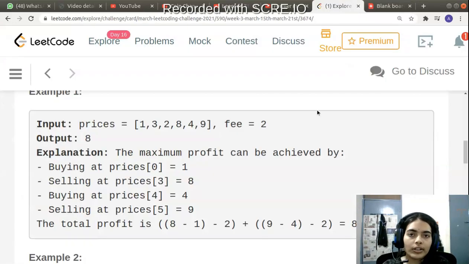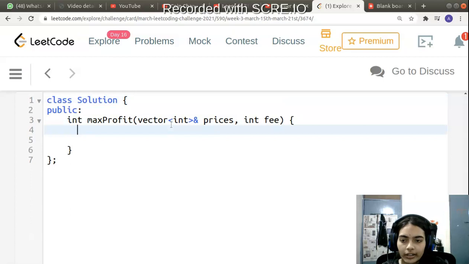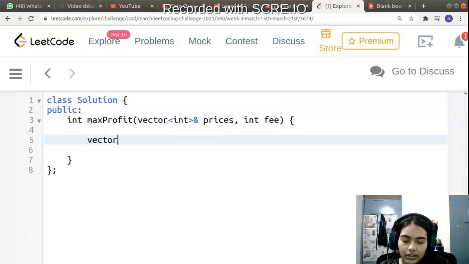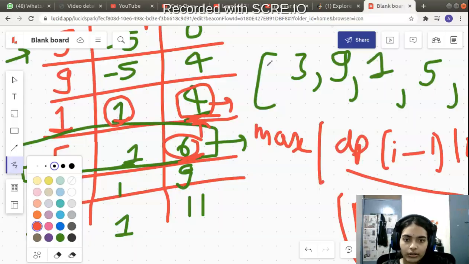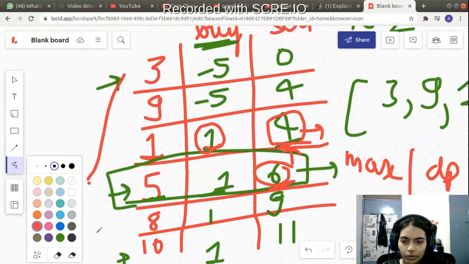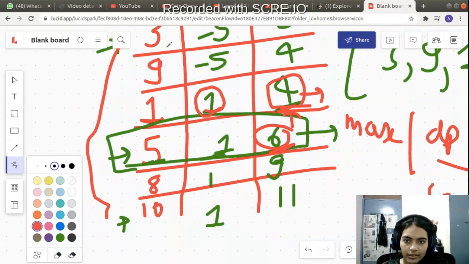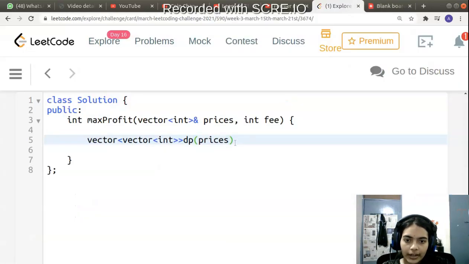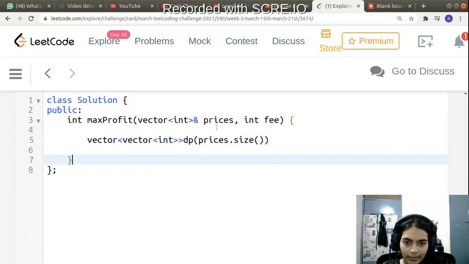So let's write the code, then I hope it will be even clearer. I declare a vector and call it dp, because dp is short for dynamic programming. This is a dynamic programming problem. Now I have to give the sizes. This is my dp table. On the row side, it will have as many rows as the prices table, so I give prices.size().